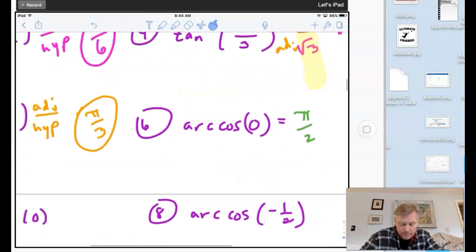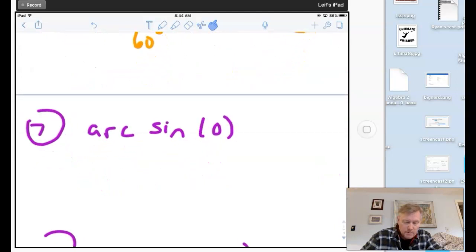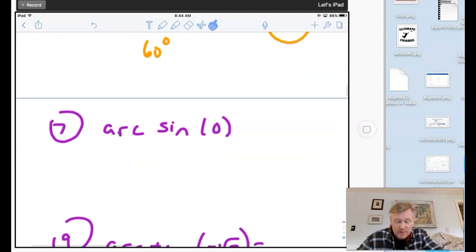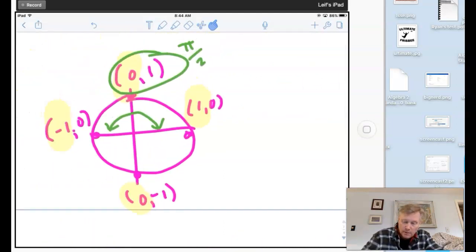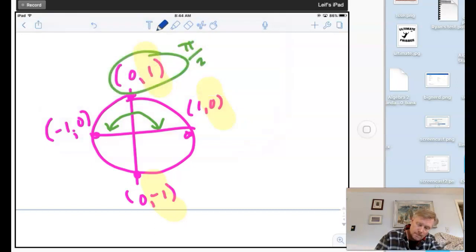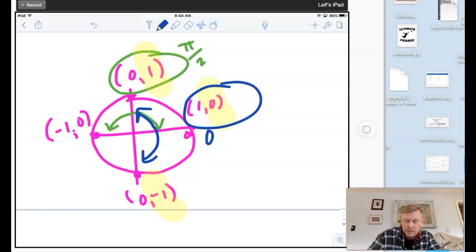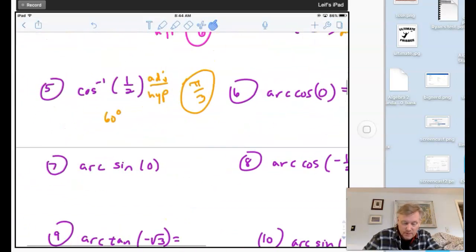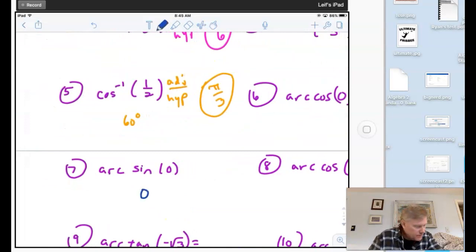Okay, next one. Arc sine of 0. All right, so same idea, back to sine, the unit circle. Sine's the y-coordinate. So I want the y's. Which one gives me 0? Remembering that sine is in quadrants 1 and 4. Which means that's my answer, which is at 0 degrees. Okay, that's the answer, it's 0. So sine of 0 is 0.